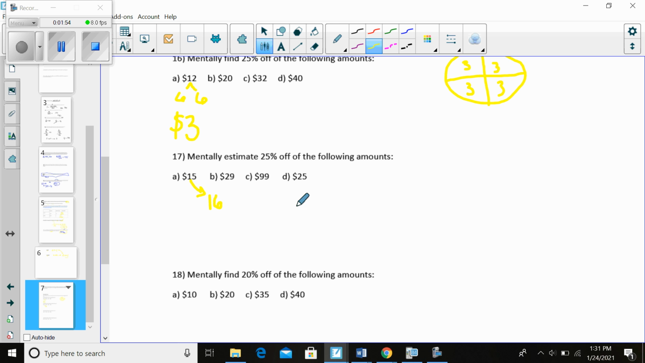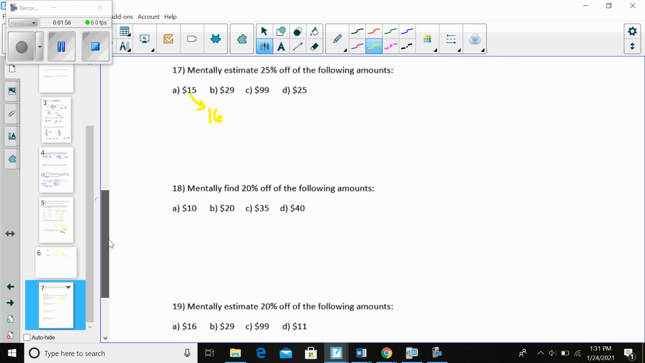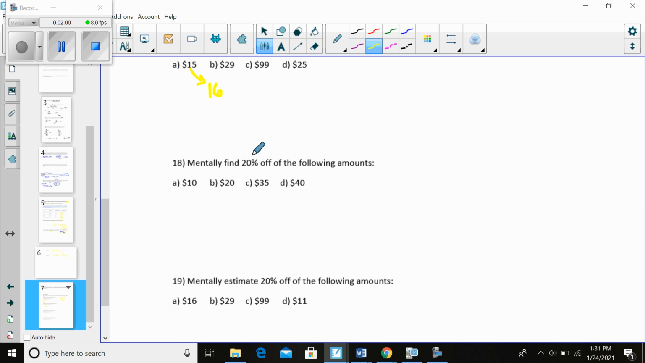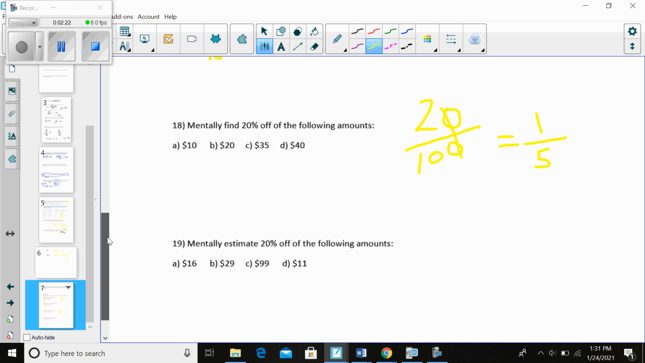All right, same idea down here, except now we're looking at 20%. So 20% is a fifth, because if I looked at 20 out of 100 and reduced that, it's 2 out of 10, I can divide both by 10, and this reduces down to 1/5. Later in the course, I'm going to show you a nice visual for why 0.2 is equal to 1/5 as a fraction.